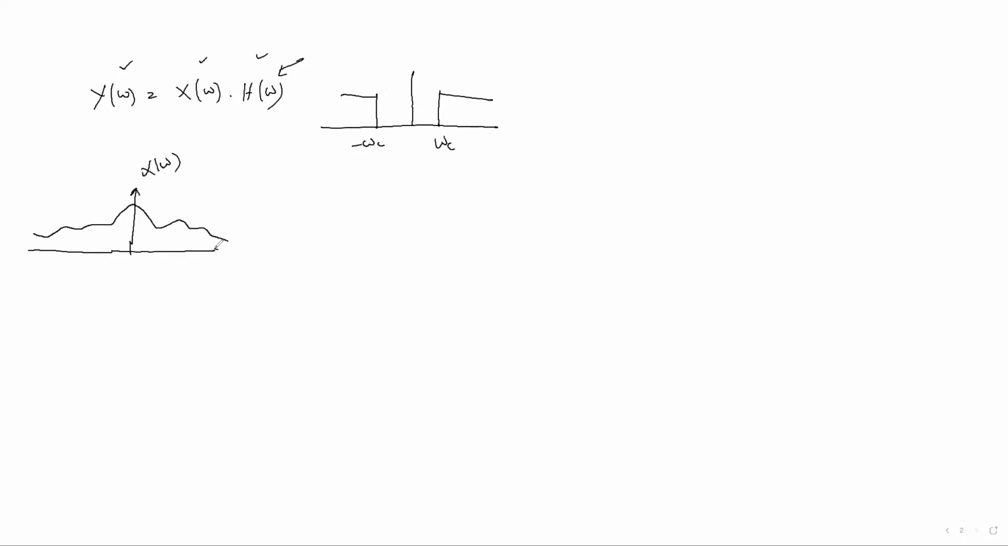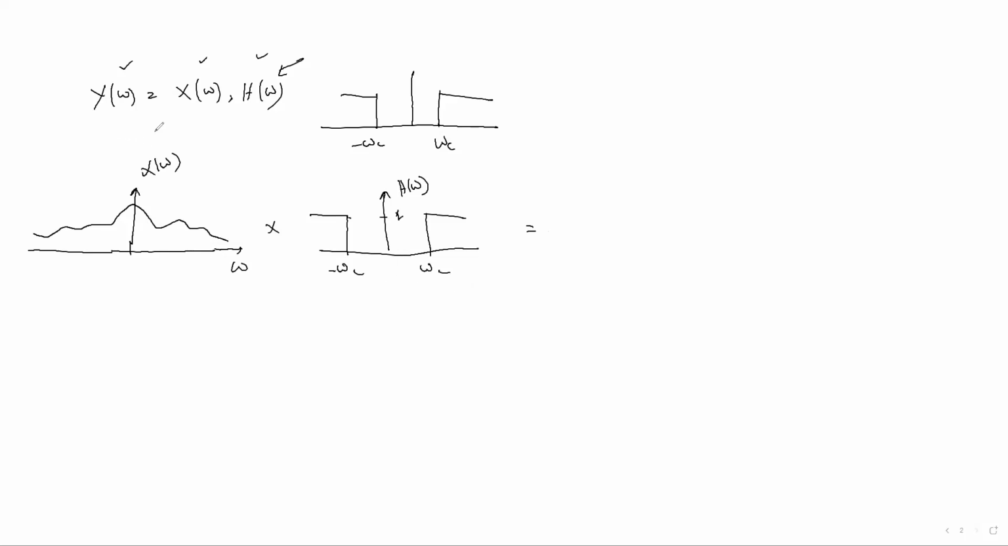Here you can see this x(t) has infinite frequency. You can think of it like this. But when we multiply this signal with H of omega, which has a shape like this, with minus omega c and omega c, and the value 1, what will be the output?